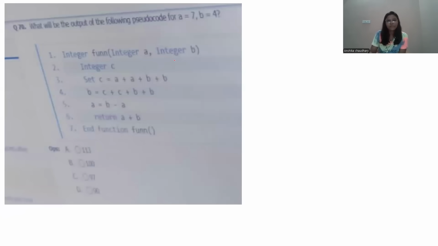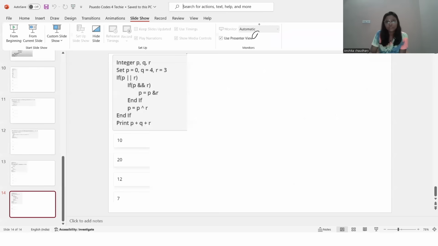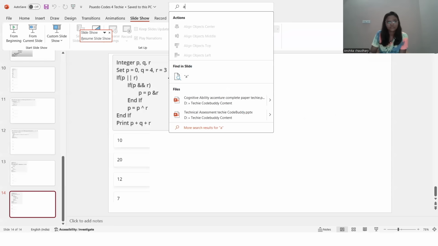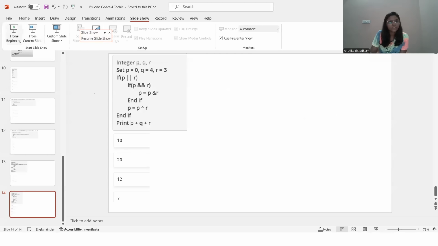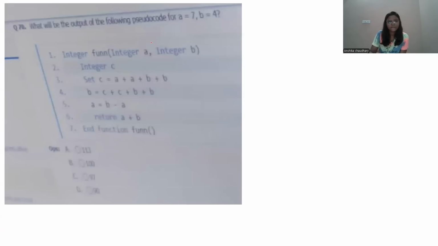So here we have A equals 7 and B equals 4. Let me take the pen again. Okay, all right. So we have A equals 7 initially and B equals 4.